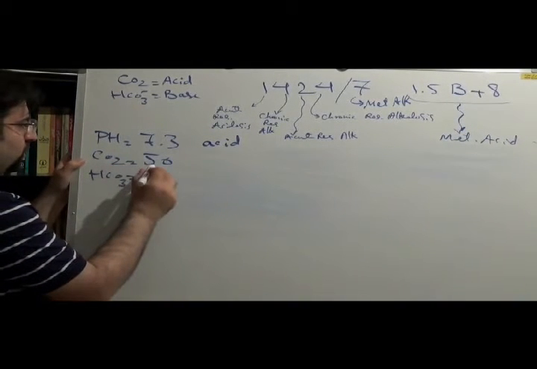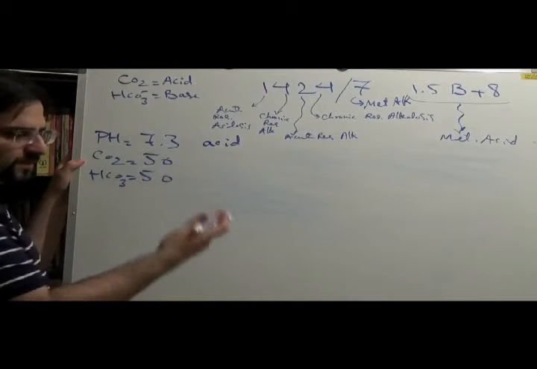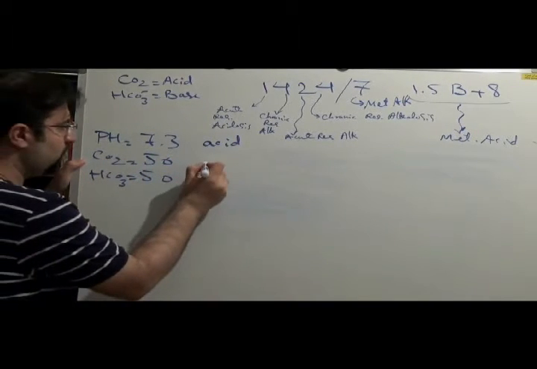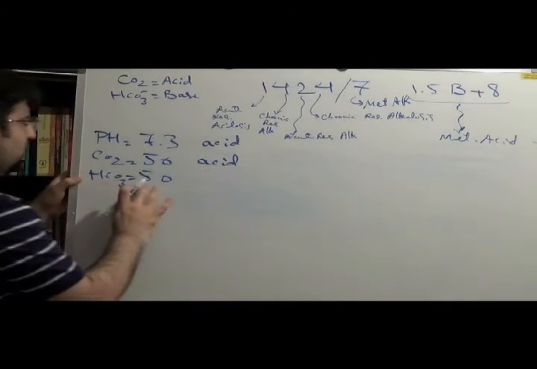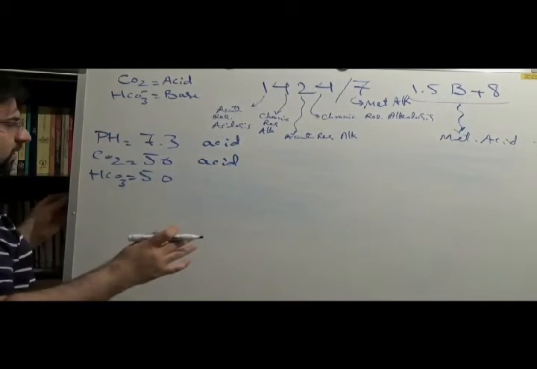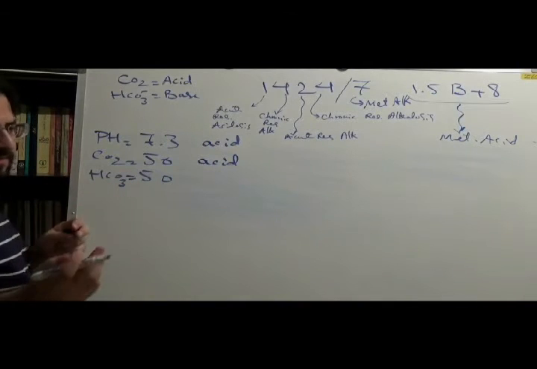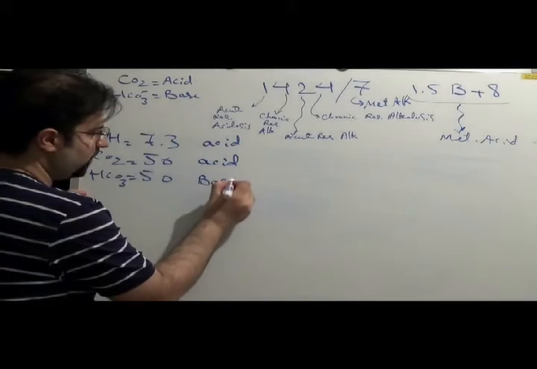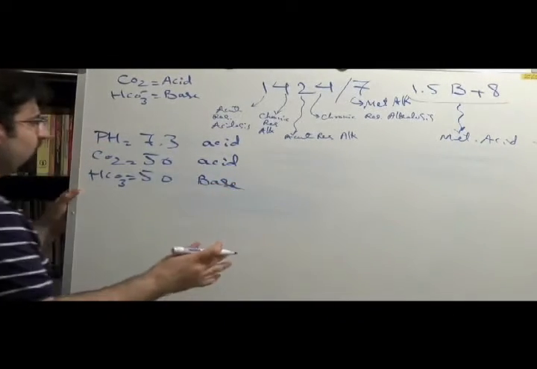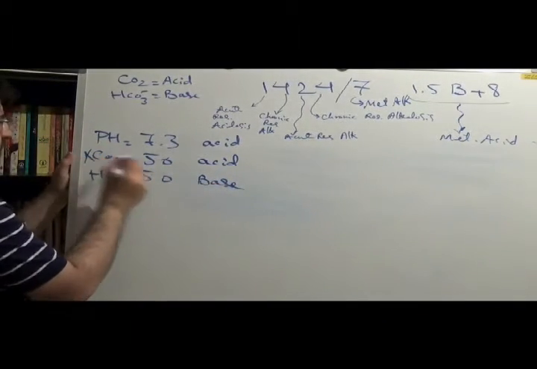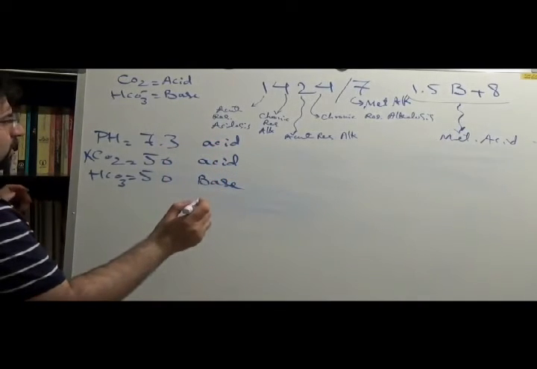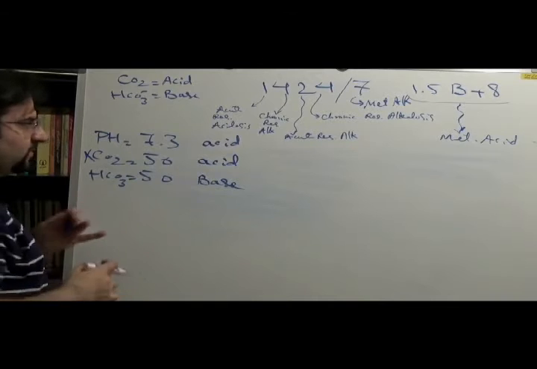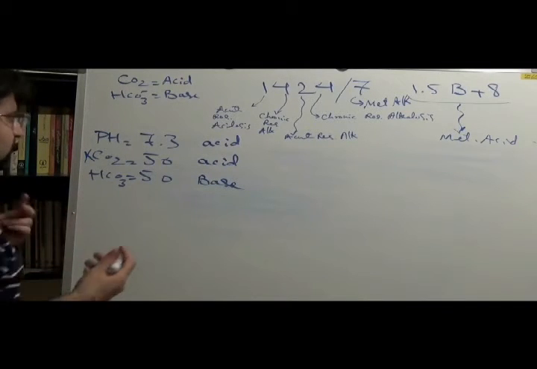CO2 normal is 40, now is 50. CO2 is acid, more acid than normal, so it is acidic situation. Bicarbonate is 50. Bicarbonate was a base, more base, so it is basic situation. So the culprit is this one for this pH. I mean, the numbers are not real.